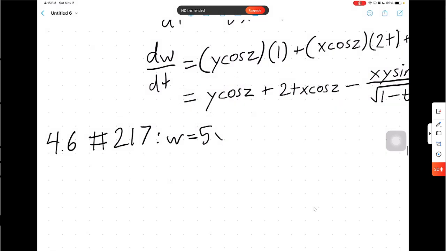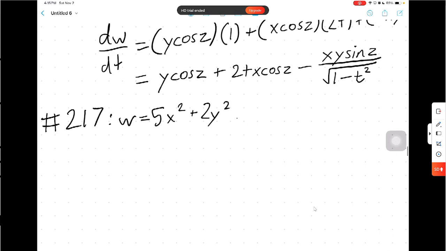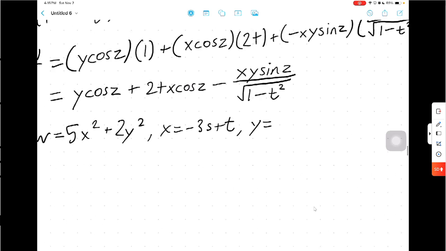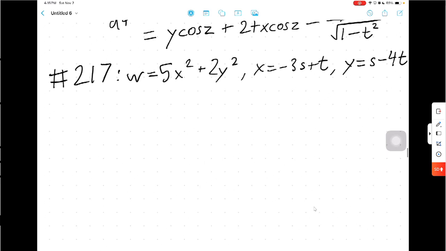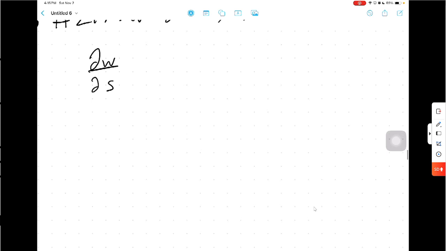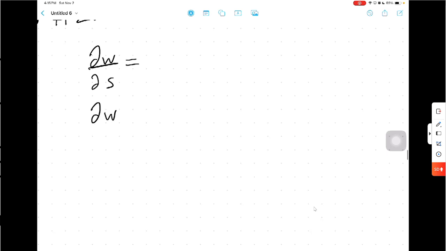Number 217. W is equal to 5x squared plus 2y squared. x is equal to negative 3s plus t. y is equal to s minus 4t. And then it says to find partial of w with respect to s and partial of w with respect to t.